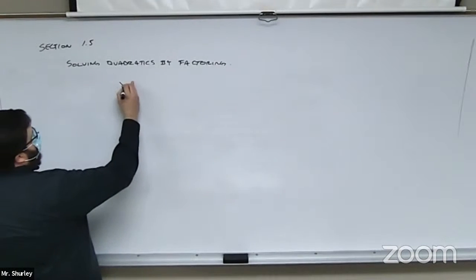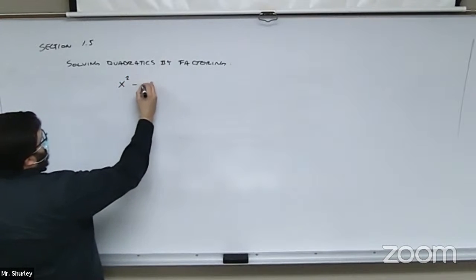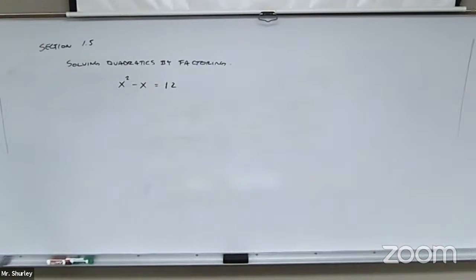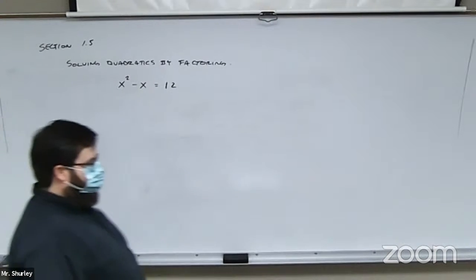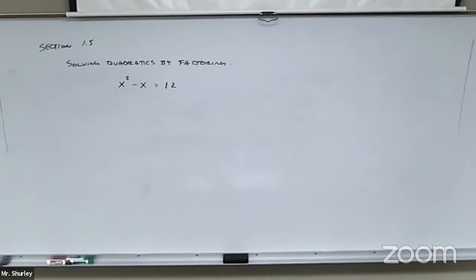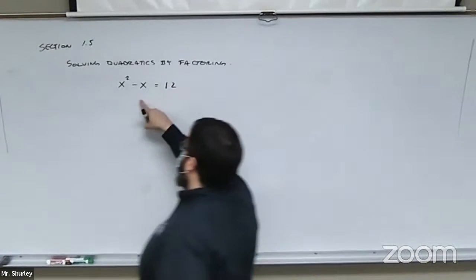Let's say we've got x squared minus x equals 12. Same first step, right? One side equal to 0. I'm going to move the 12 over.